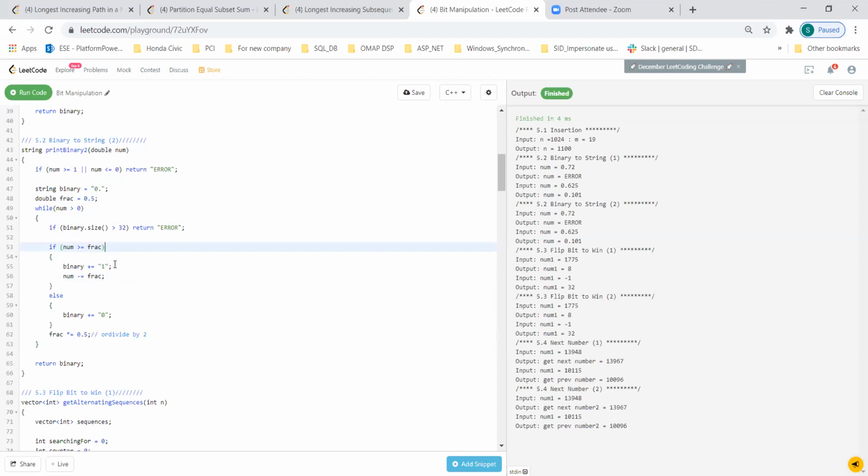And whenever the number is greater than or equal to the fraction, only that time you set the bit to 1, or else you just reset that bit, correct? And you don't change your number when it is lesser than that, because it would be a negative number, right? So we only subtract when it is a positive number.